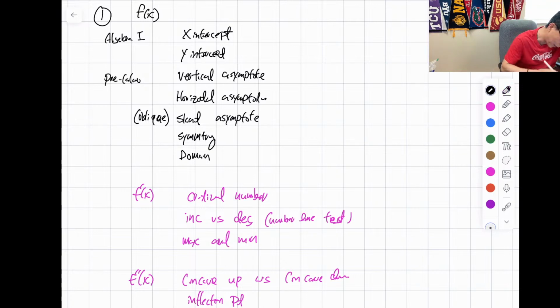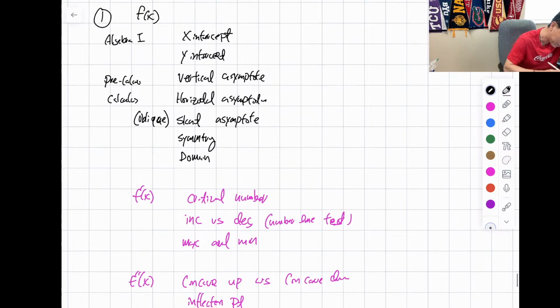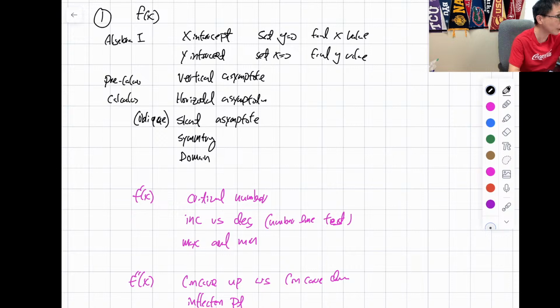X-intercept and y-intercept. I'm sorry, horizontal asymptote should be in calculus, so this is the one that's calculus. For the x-intercept, just set y equal to 0 and find the x value. For the y-intercept, set x equal to 0 and find the y value. And this is on the SAT. On the SAT, it's very important: finding the x-intercept is the same thing as finding roots, finding zeros. They're all the same thing. Set y equal to 0.